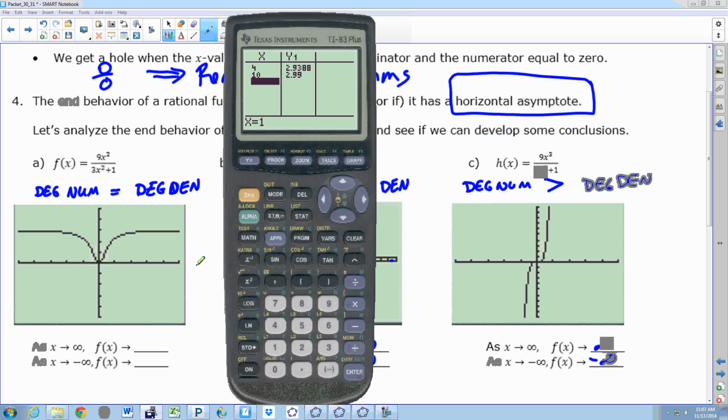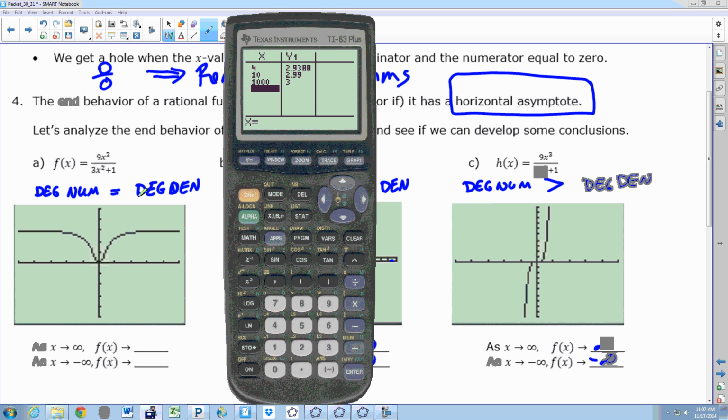What about as x goes way out? Let's put 1,000 in here. It's going to give me 3. It's not exactly 3. It's 2.9999. I just don't have this out as many places as I need for you to see it. It just rounded it to 3.